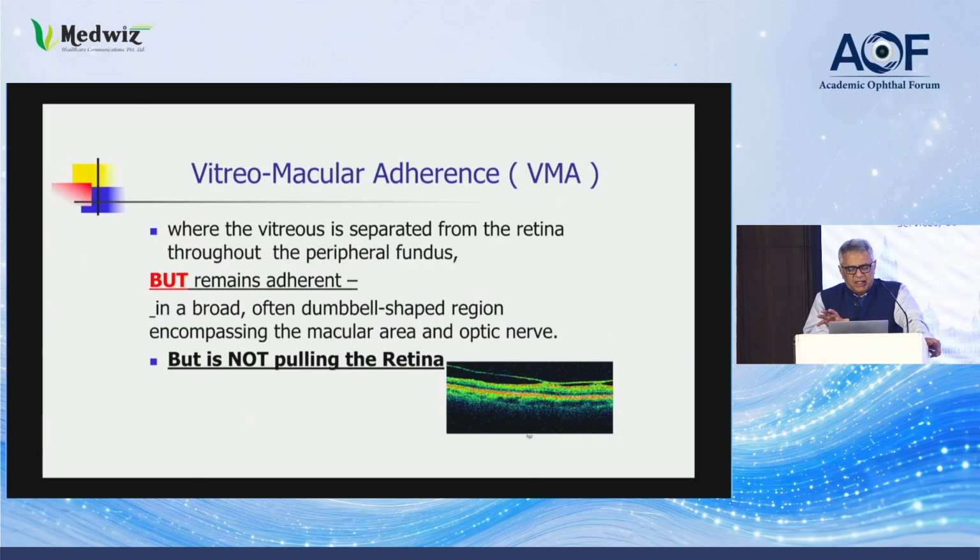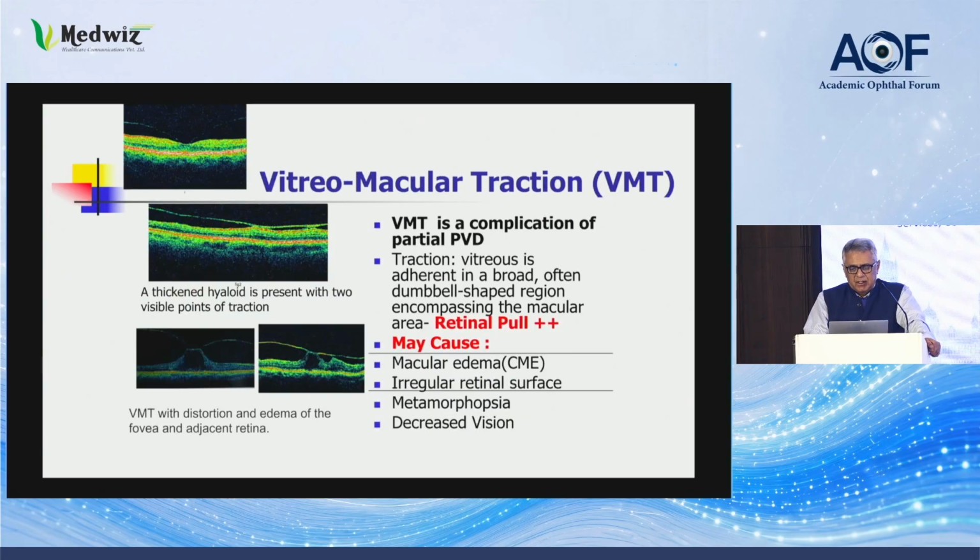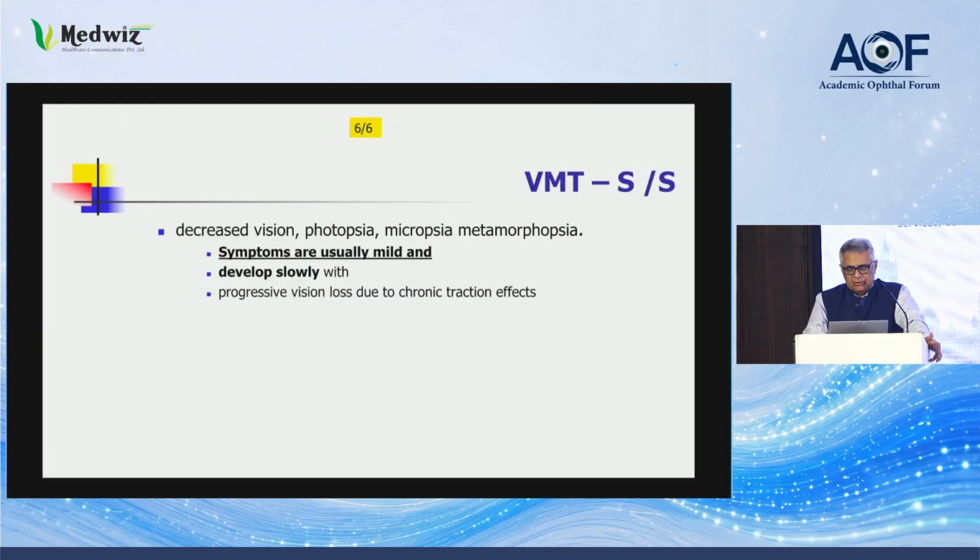VMA is by and large a pathology which does not produce any symptoms at all. So if the patient does not have symptoms, it is just touching the retina, it may be a variant of normal also. So normally we do not touch VMA unless in your follow-up there is evidence of traction. In VMT, there is an element of retinal pull. Retinal pull means it is distorting the photoreceptors. If the photoreceptors are getting distorted, the patient may complain of distorted vision or metamorphopsia, and it may develop into CME or decreased vision also.